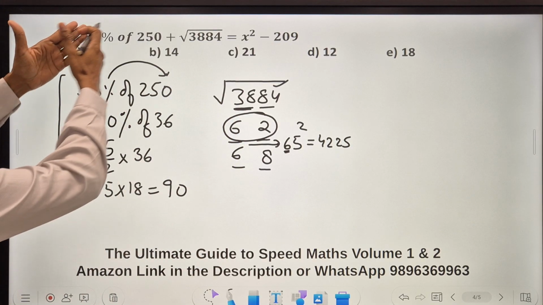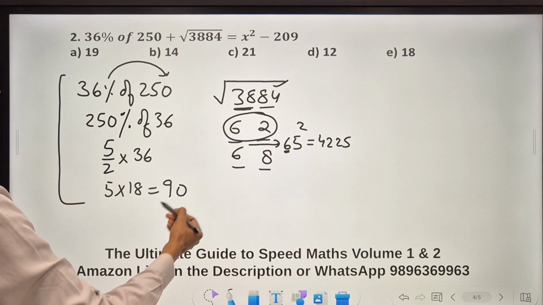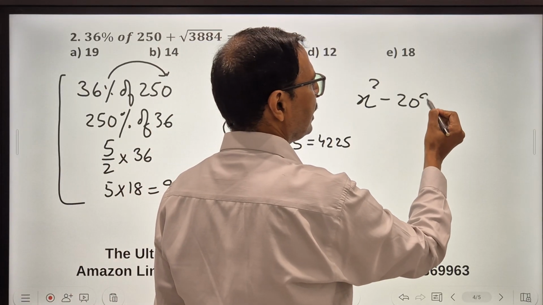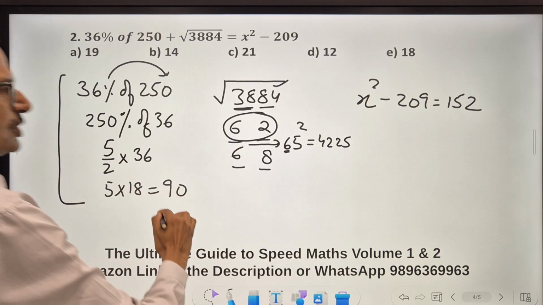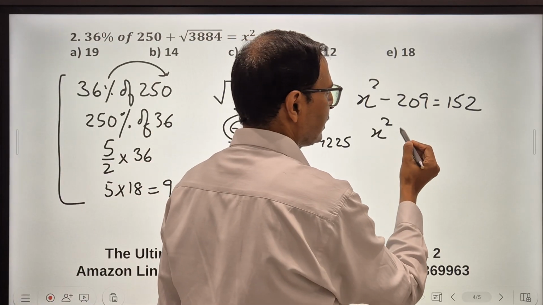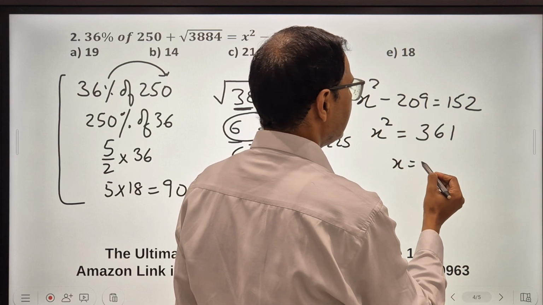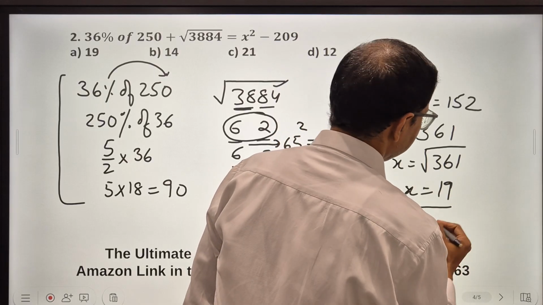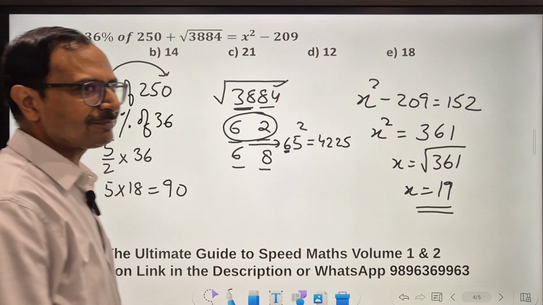Now what happens to my question? First part is 90, second part is 62. 90 plus 62 is 152. So x square minus 209 becomes 152. If I am not wrong, 90 plus 62, yes. And then x square becomes 361. So x is the square root of 361, which is exactly 19. And there we go. The answer for the question is A, 19.